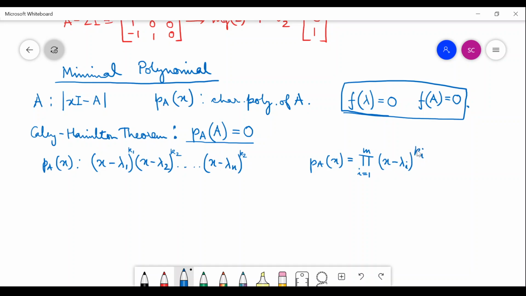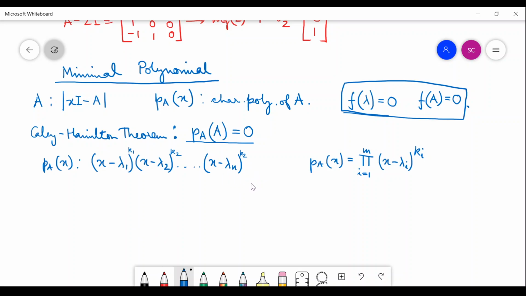Supposing there are m number of distinct eigenvalues. So there are m number of distinct eigenvalues, but each eigenvalue can be repeated k_i number of times. This k_i can be anything. It can be 1 for a certain i, it can be 2 also for another i. So suppose for lambda 1, k1 is 1. Suppose for lambda 2, k2 is 3. This sort of thing can happen.